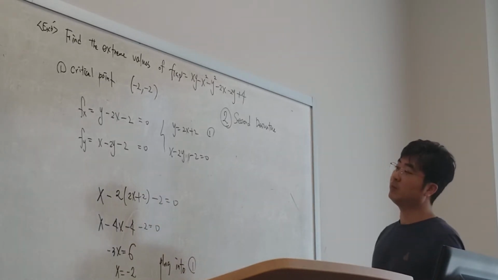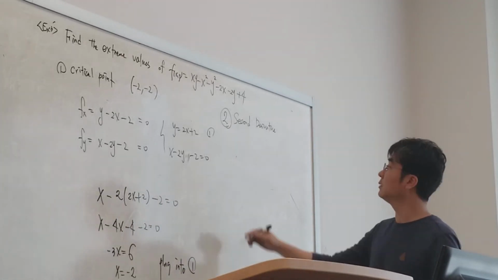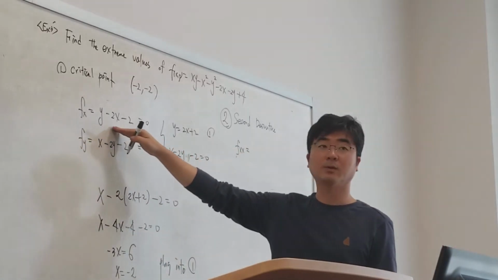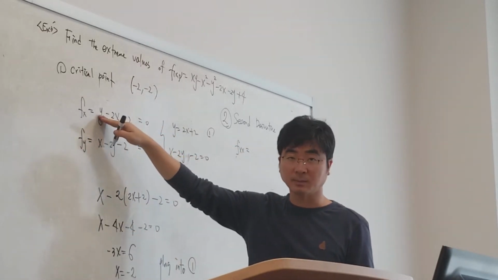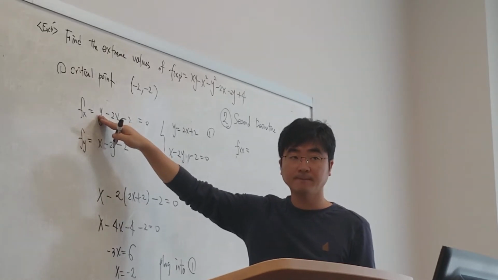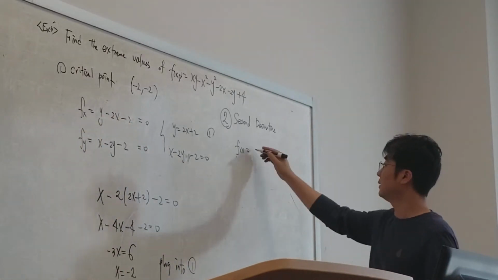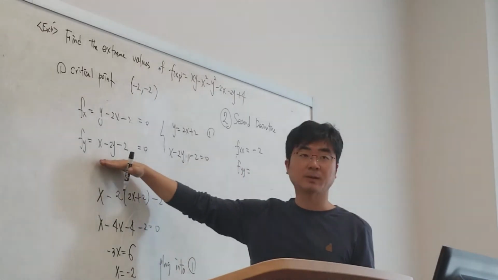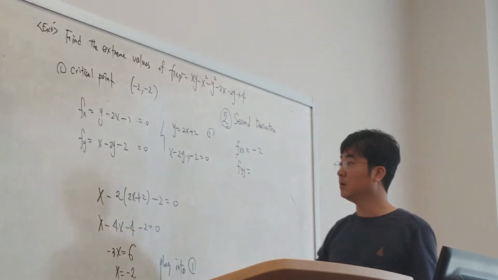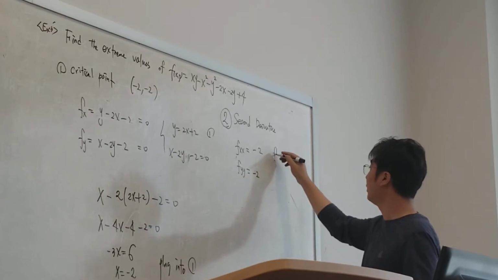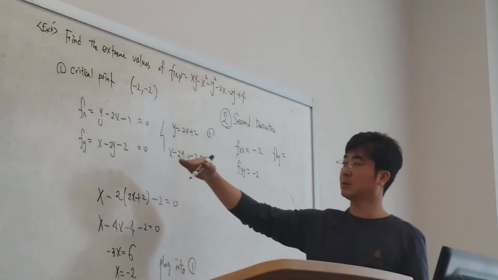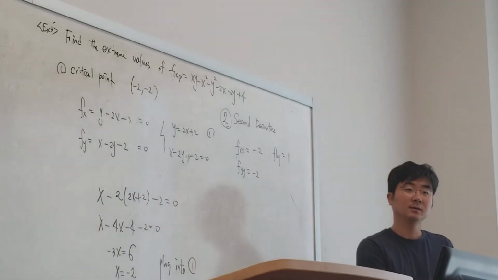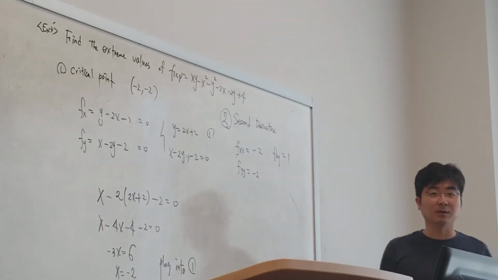So first of all, we have to find the second derivative, right? So f_xx. Let's take one more derivative with respect to x. That's my f_xx, right? So minus 2. f_yy. Find the derivative of this one with respect to y, one more. Minus 2. f_xy. Let's take the derivative of this one with respect to y. This is my partial derivative.